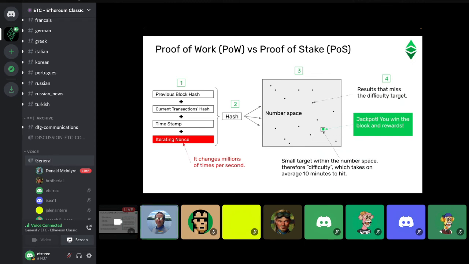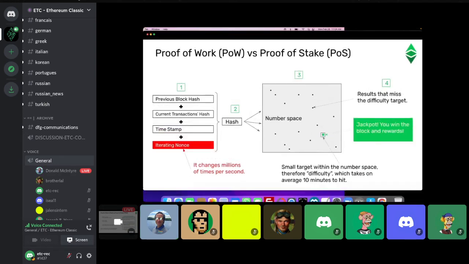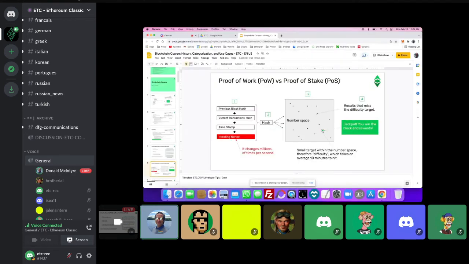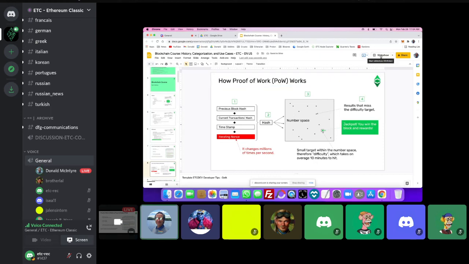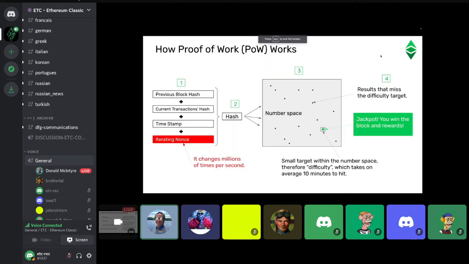If nobody has a question between the consensus mechanisms, then I'm going to explain how proof of work works. Okay, this is a slide of how proof of work works. We're reaching the end of today's course. How proof of work works.